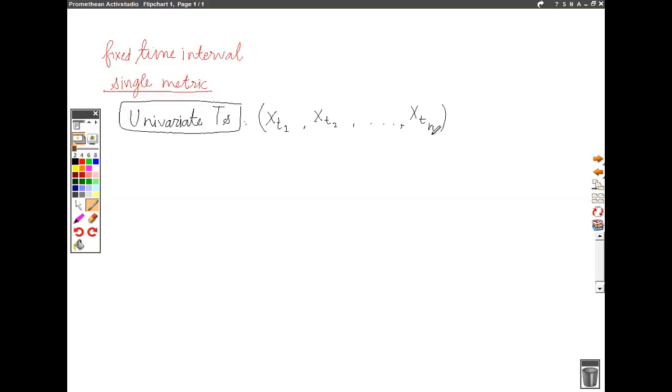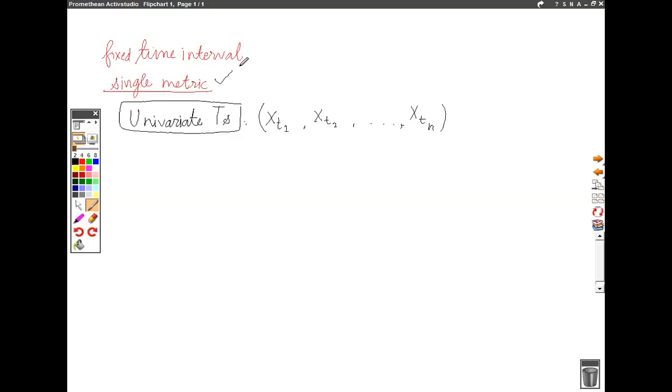So the goal is to model the changes in the metric that we are looking at, which is the dependent variable here. And the independent variable would of course be just the time, because we know that time is independent, it doesn't really depend. So that's a way to look at a time series.